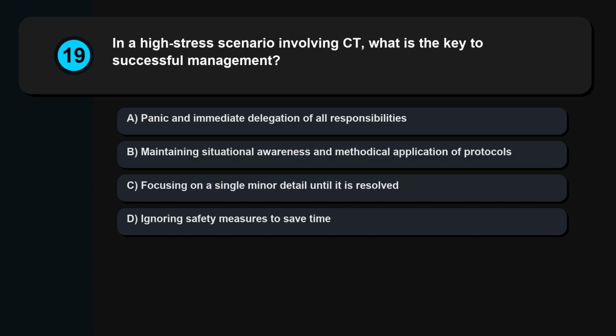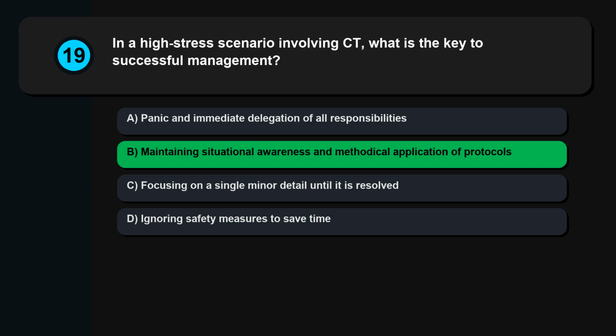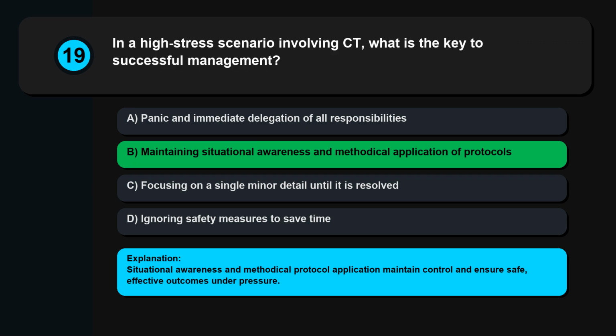Question 19. In a high-stress scenario involving CT, what is the key to successful management? Panic and immediate delegation of all responsibilities, maintaining situational awareness and methodical application of protocols, focusing on a single minor detail until it is resolved, ignoring safety measures to save time. Situational awareness and methodical protocol application maintain control and ensure safe, effective outcomes under pressure.